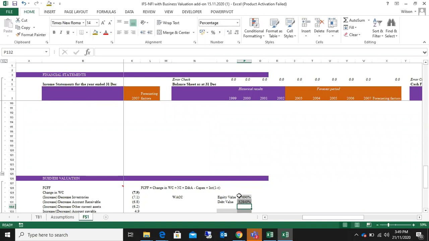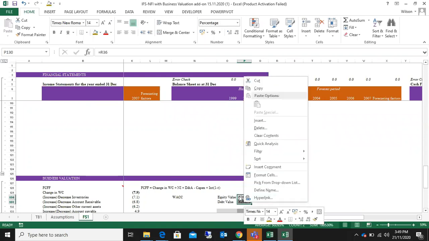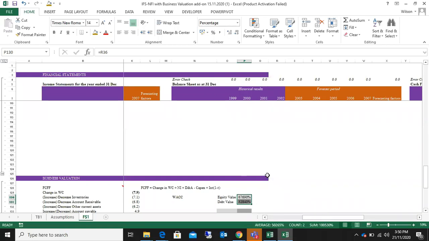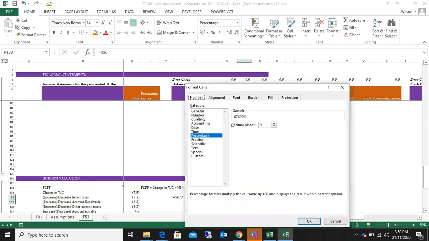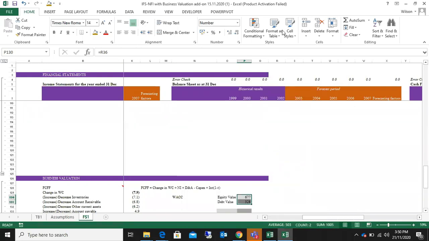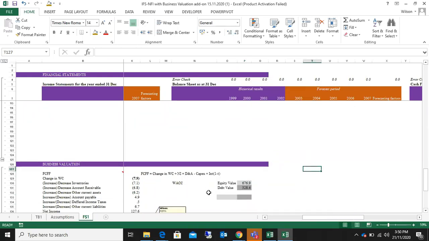Sorry, this shouldn't be formatted in percentage. So we have to format in numbers. Okay. Yeah. So that's the first thing you do, right?